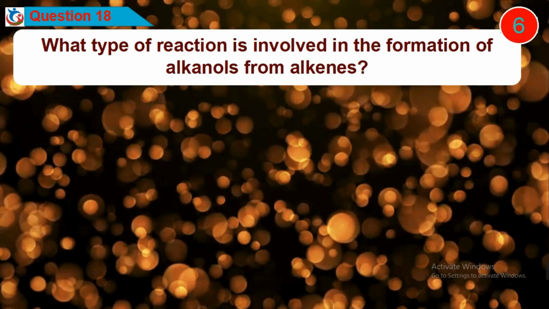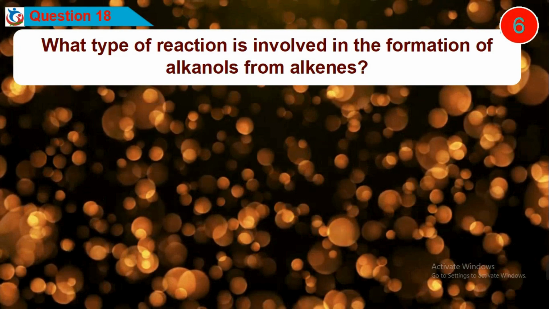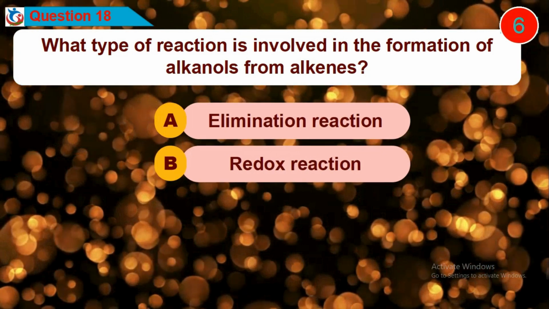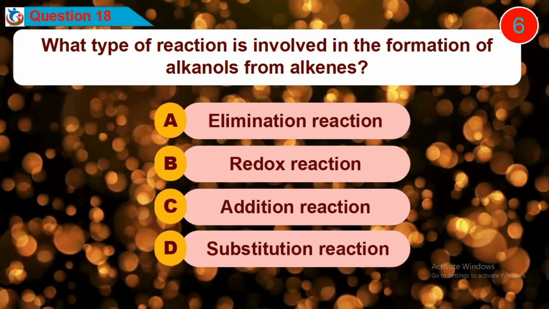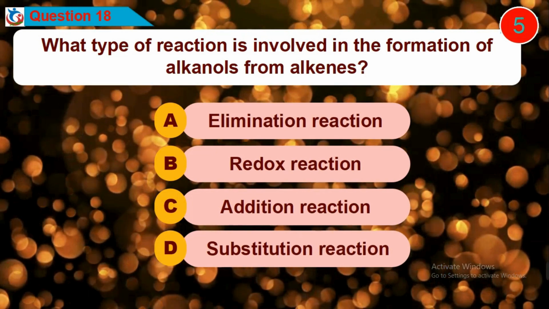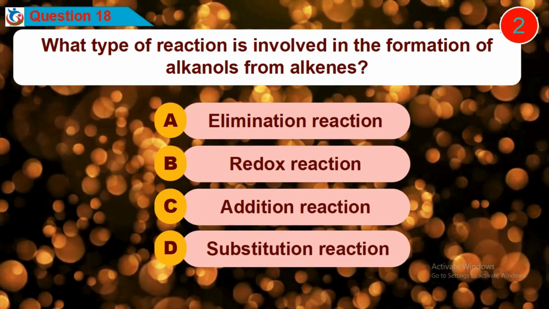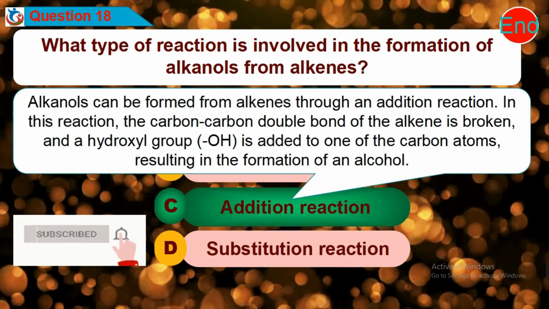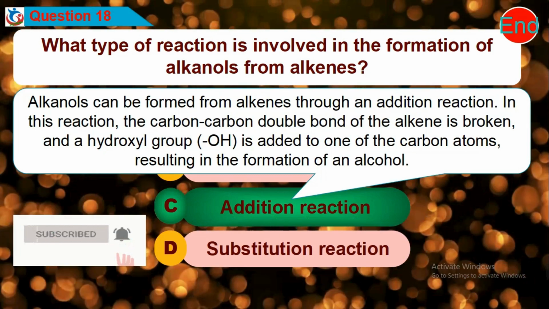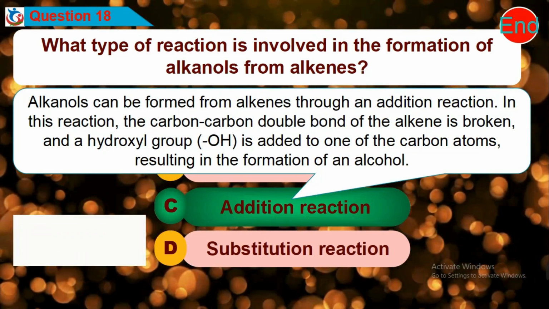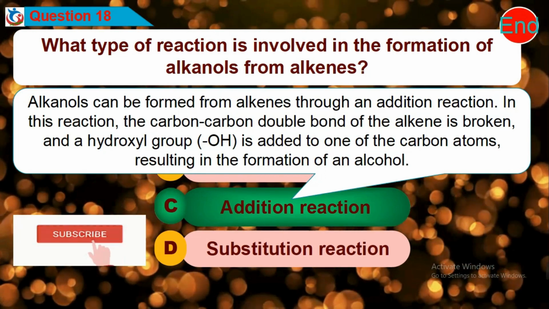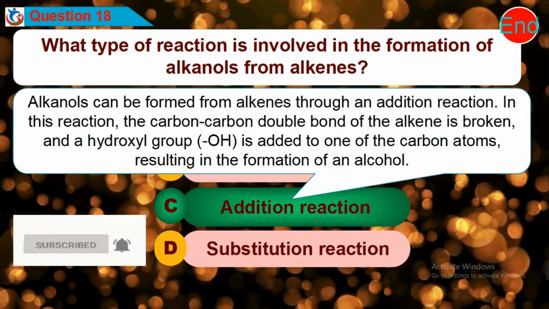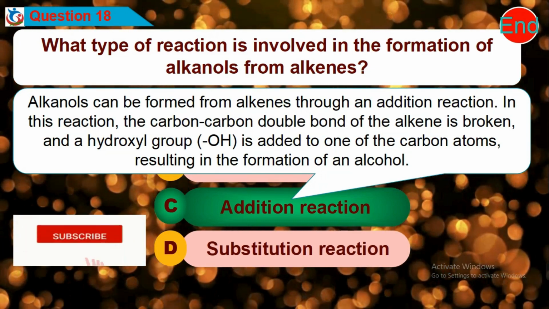Question 18. What type of reaction is involved in the formation of alkanols from alkenes? Is it option A, B, C, or D? Alkanols can be formed from alkenes through an addition reaction. In this reaction, the carbon-carbon double bond of the alkene is broken and a hydroxyl group is added to one of the carbon atoms, resulting in the formation of an alcohol.